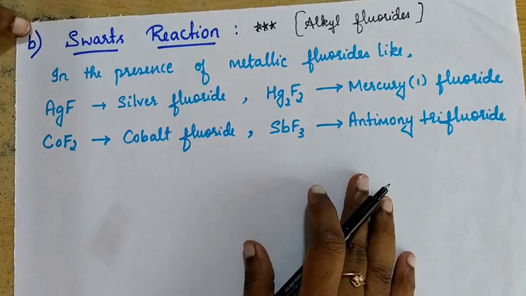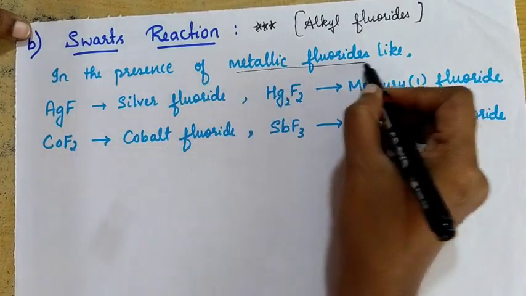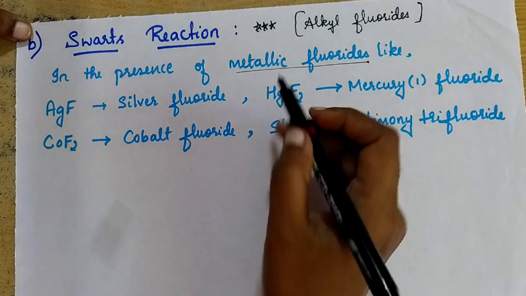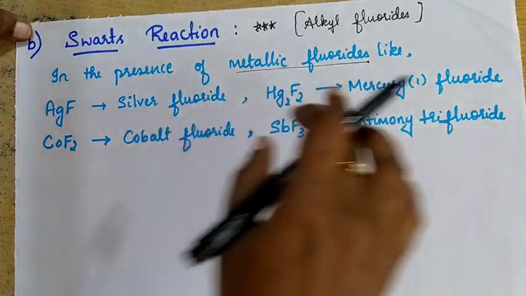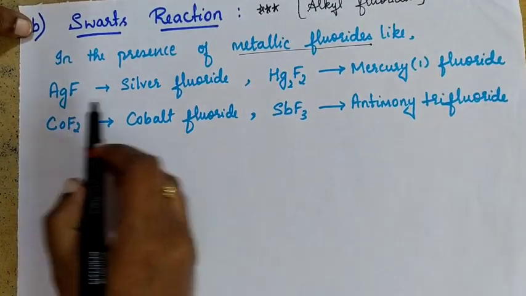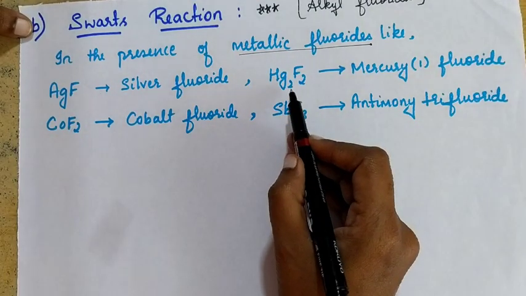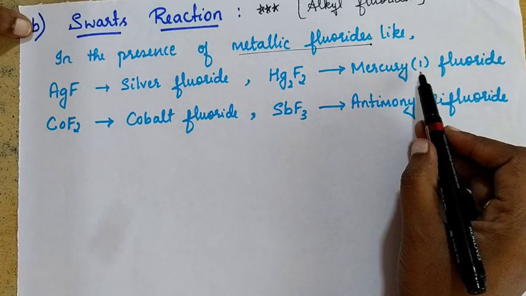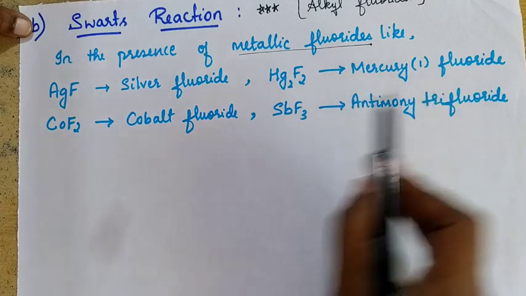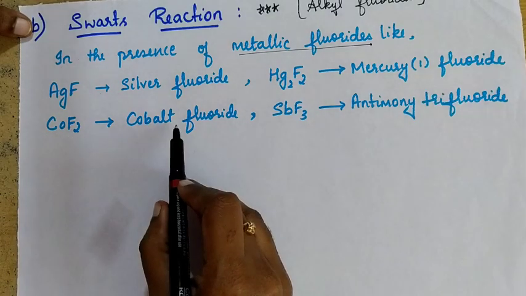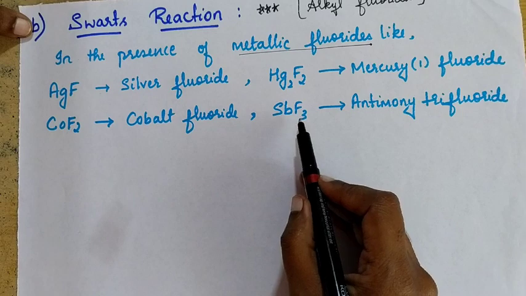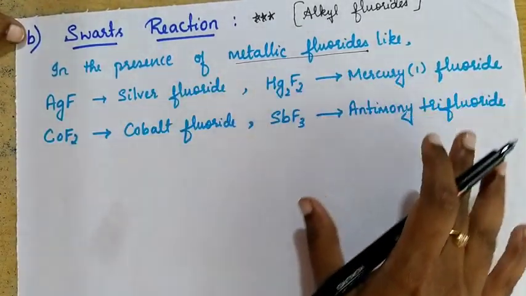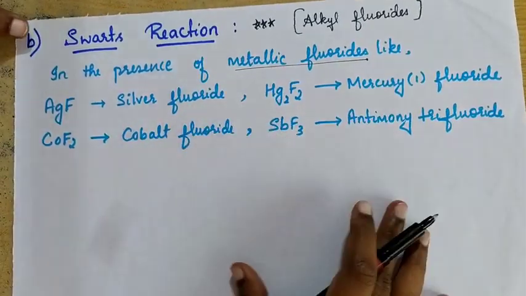This reaction takes place in the presence of metallic fluorides. That means fluorine is bonded with a metal. That is what we call metallic fluorides. A few examples are AgF, which is silver fluoride, Hg2F2, mercury fluoride, where I have written mercury 1 because the oxidation state of mercury is 1, CoF2, that is cobalt fluoride, and SbF3, which is antimony trifluoride. In the presence of these kinds of metallic fluorides, we can do the Schwarz reaction very easily.